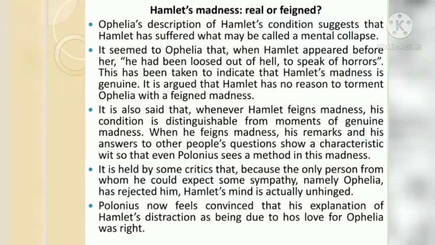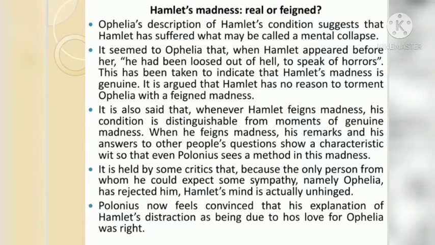It is argued that Hamlet has no reason to torment Ophelia with a feigned madness. We know that Hamlet was really in love with Ophelia, and so there is no reason for Hamlet to really hurt her. And he would not have hurt her in his right mind. So in this light, we can say that Hamlet's madness is genuine and it is not feigned. It is also said that whenever Hamlet feigns madness, his condition is distinguishable from moments of genuine madness.